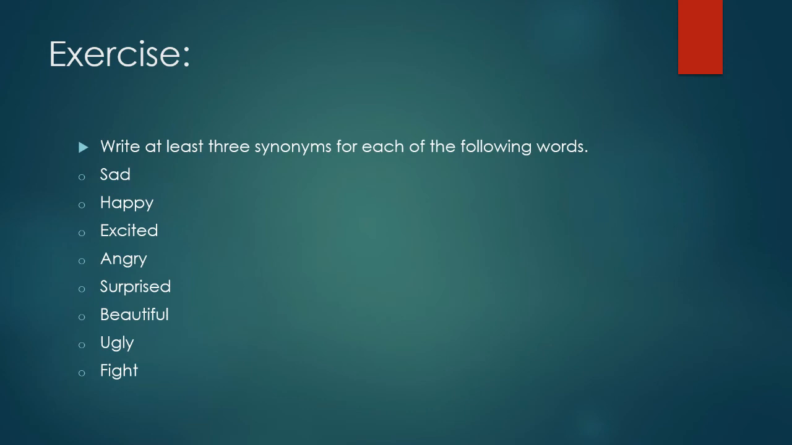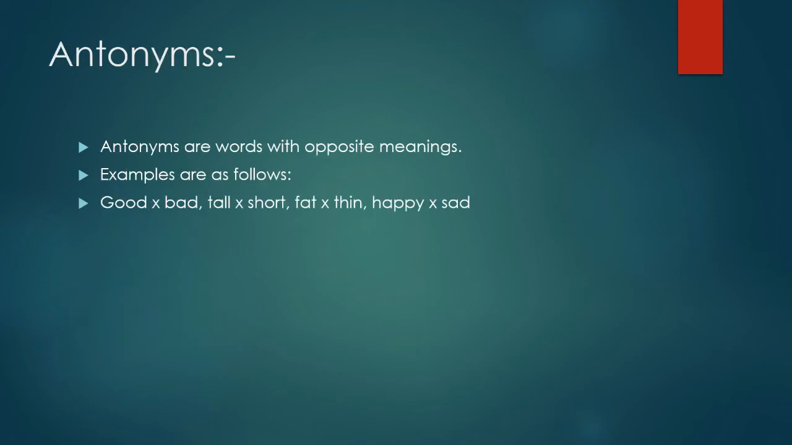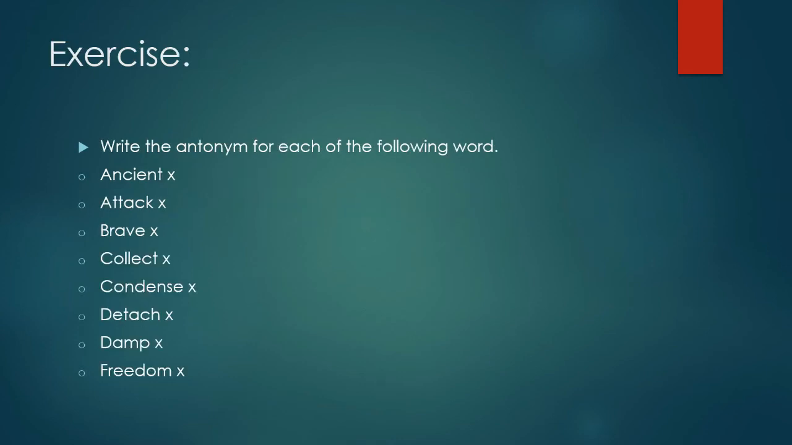Okay. Now we'll move on to the next slide, that is antonyms. Antonyms are words with opposite meanings. Examples are as follows: good, bad; tall, short; fat, thin; happy, sad. Now these are known as antonyms. Now the exercise for antonyms.